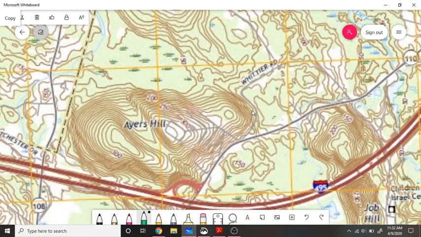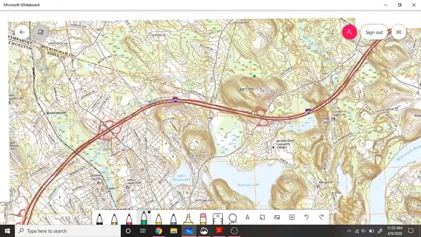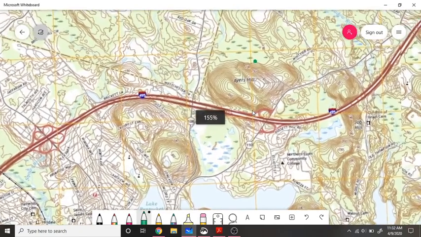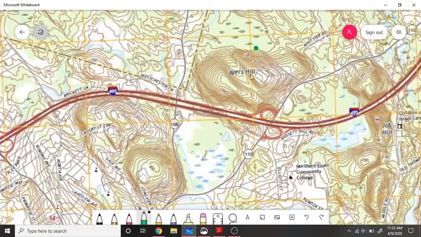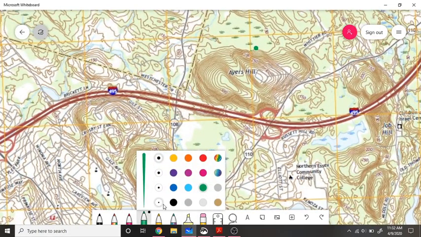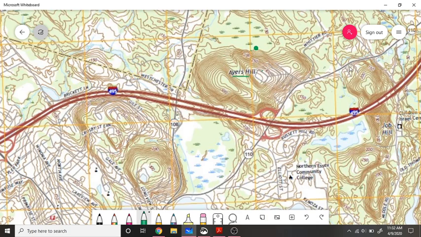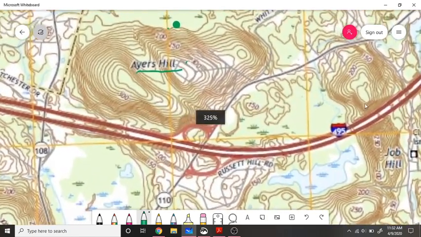All right. So, well, who knew that was going to happen? All right, I'm going to make my pen a little bit smaller so that I can make marks on this. Let's see how we go. So here's Ayers Hill. I'm going to zoom in a little bit more.